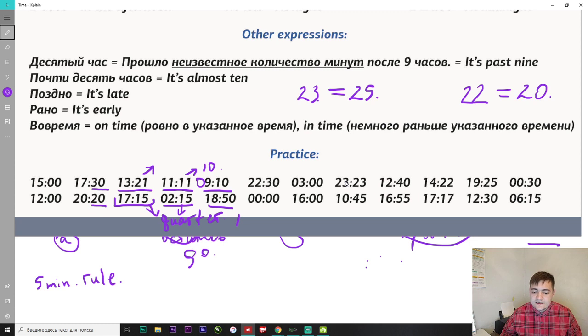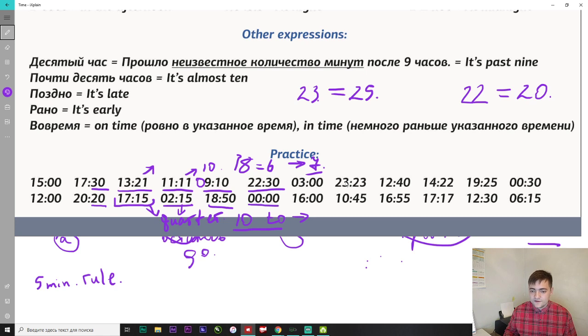Next time is 18:50, and if we do the math, we get 10 minutes to the next hour. 18 is 6 o'clock, so the next hour is 7 o'clock, right? So we say it's 10 minutes to 7. 10 минут осталось до 7. So 18:50 would sound like it's 10 to 7. Next time, 10:30. Okay, so 30 is a half, and we say it's half past 10.